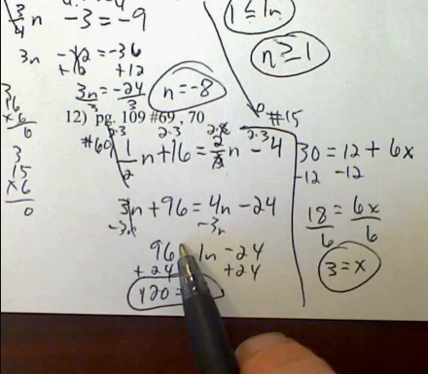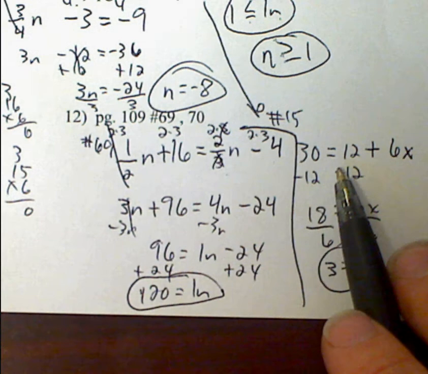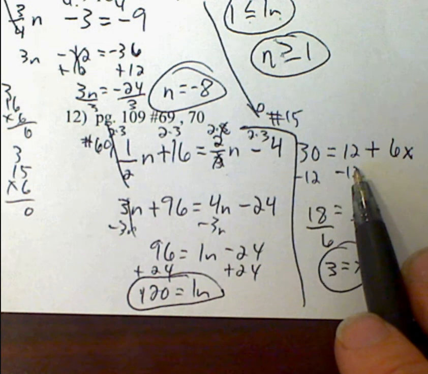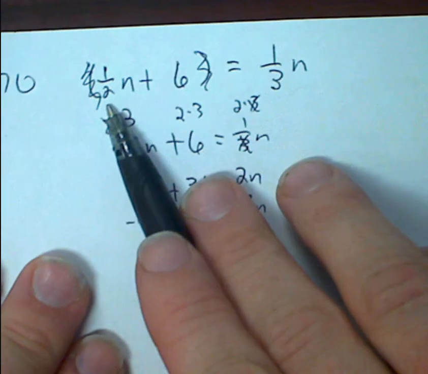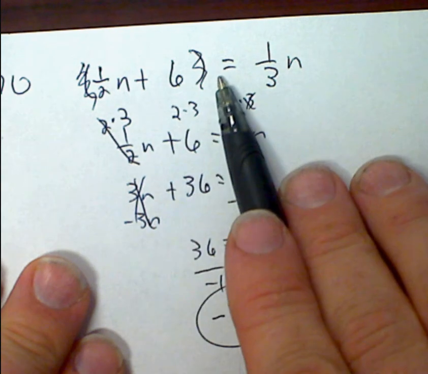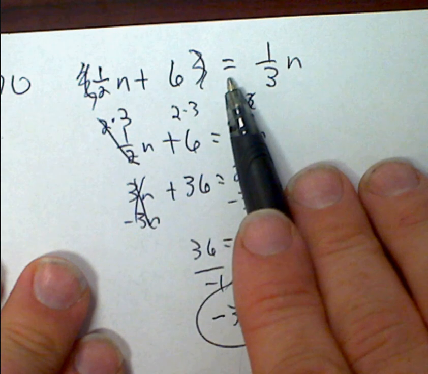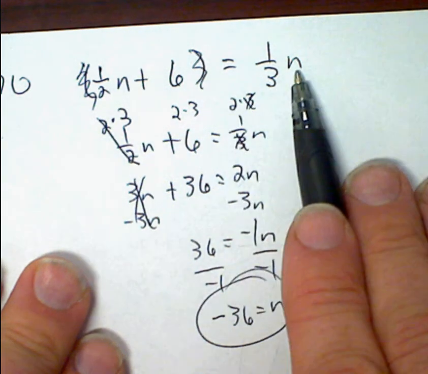So number 70. The sum of 1/2, number 70. Oh, on the back. So the sum means parentheses, 1/2 of a number, and 6. Equals, there's my equal sign, 1/3 of the number. So I set it up correctly.